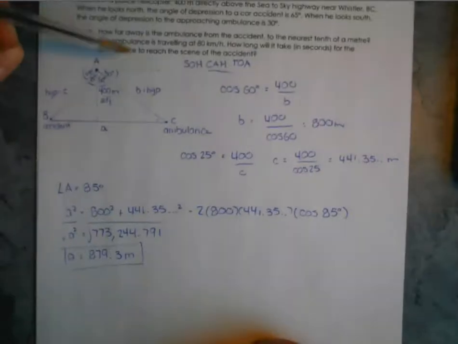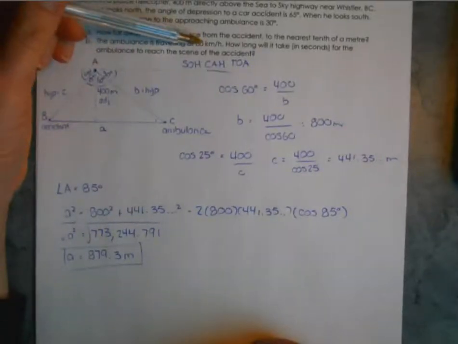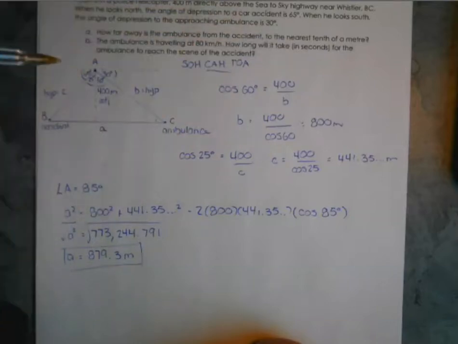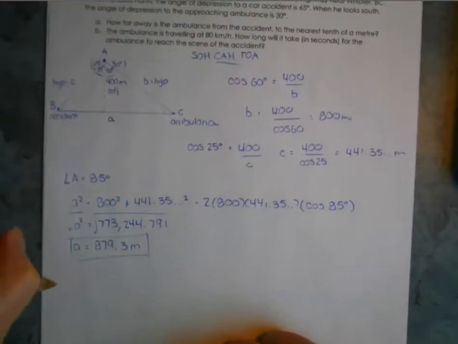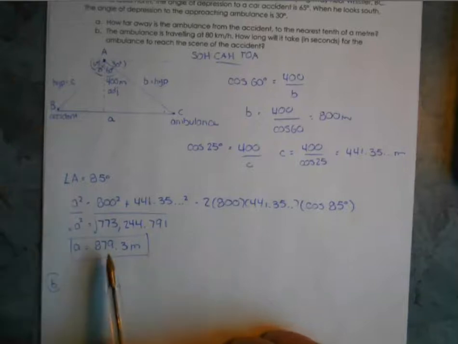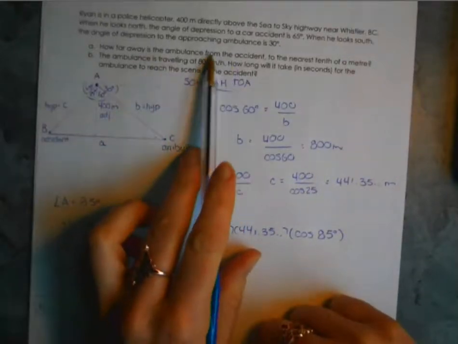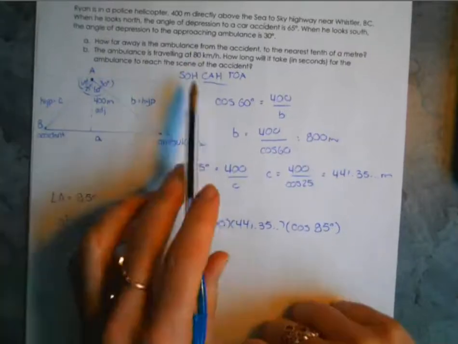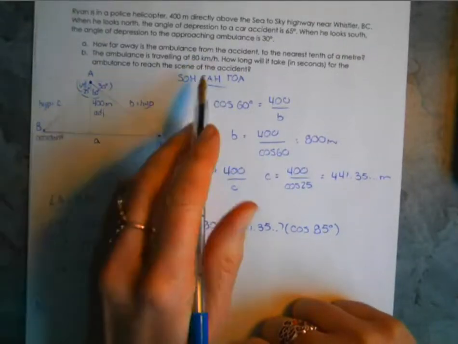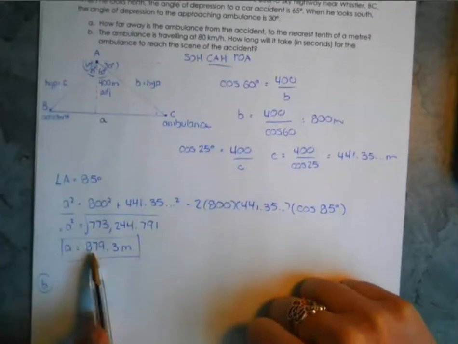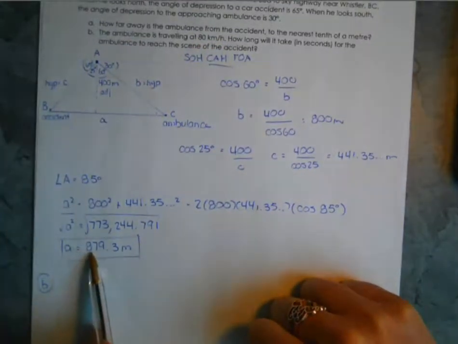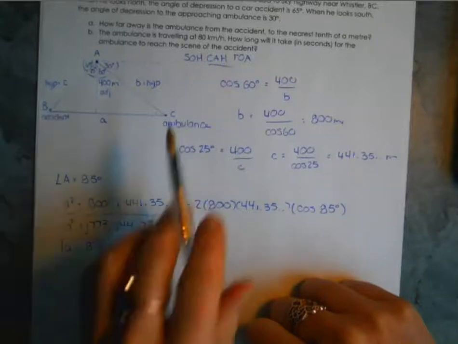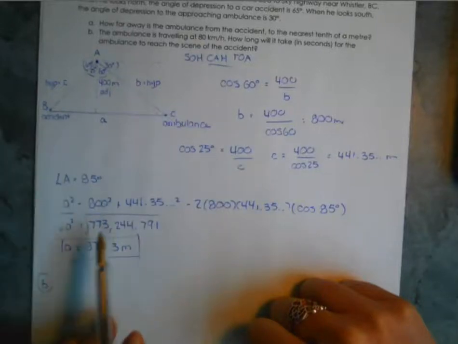The next question asks us, if the ambulance is traveling at 80 kilometers per hour, how long will it take in seconds for the ambulance to reach the scene of the accident? So for part B, the first thing we need to think about is, if they're giving us a speed in kilometers per hour, we just talked about in the last question how you can convert between speed and distance and time. But if you're traveling at 80 kilometers per hour and we want to figure out how long it's going to take to travel 879 meters, think about what would need to happen with these two values in order to be able to work with them together.